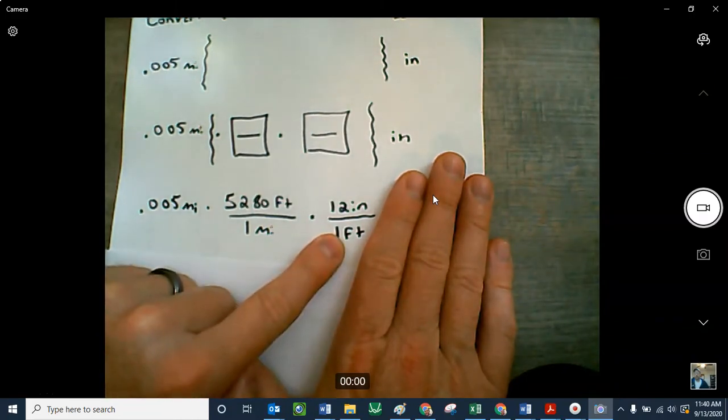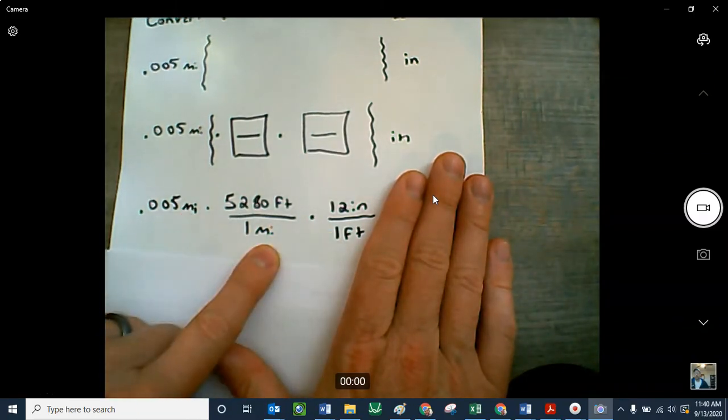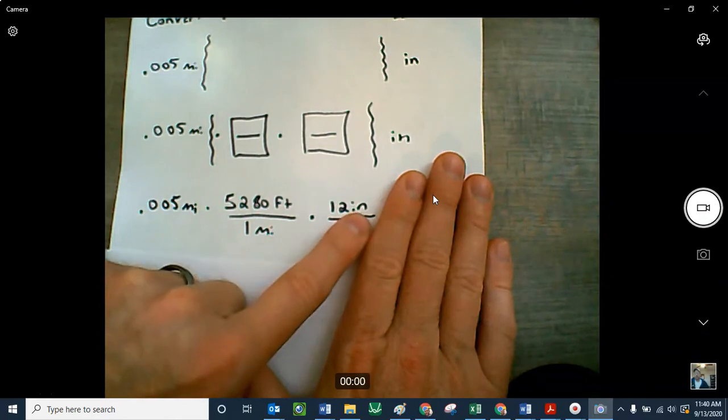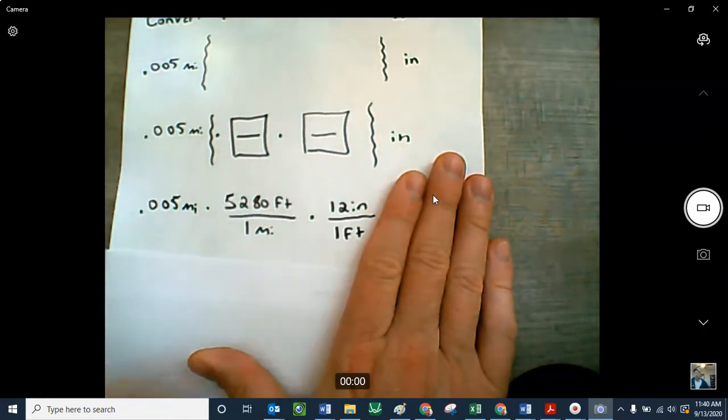So I'm multiplying by my second stepping stone. Miles cancel with miles. Feet cancel with feet. The only units I have left in my dimensional analysis, we're looking at the units, is just inches. And that's what I want to be. I want to be in inches.